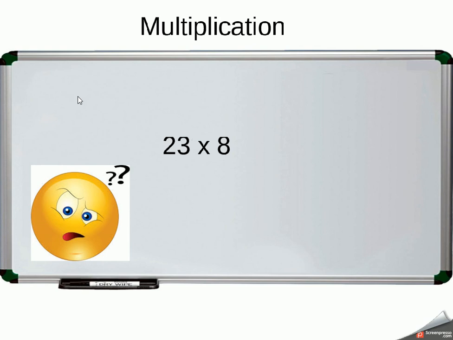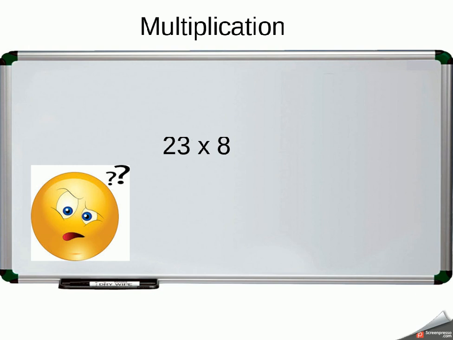So although we're not going to do long multiplication in the pre-GCSE videos, we will have a look now at what happens if we want to multiply a 2-digit number or 3-digit number by a single-digit number. So an example here is 23, which has got 2 digits, 2 and 3, by 8, which has got 1 digit.